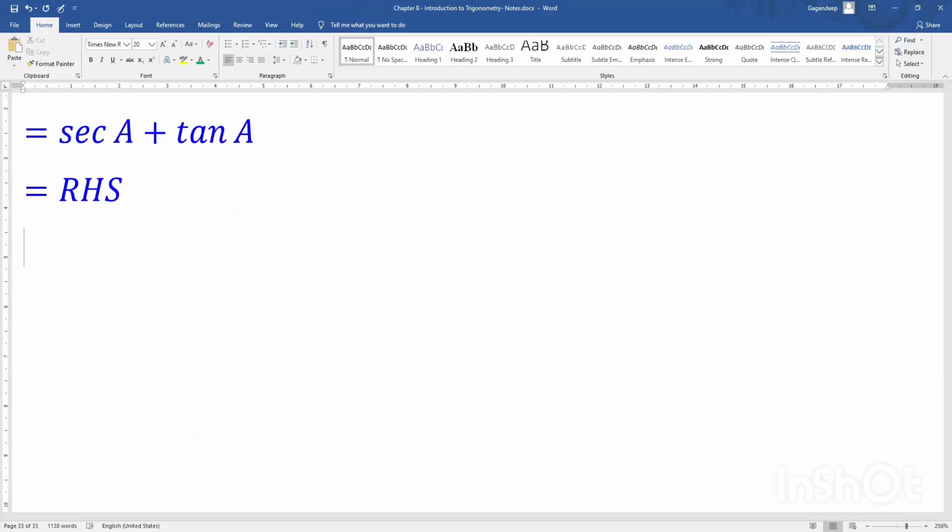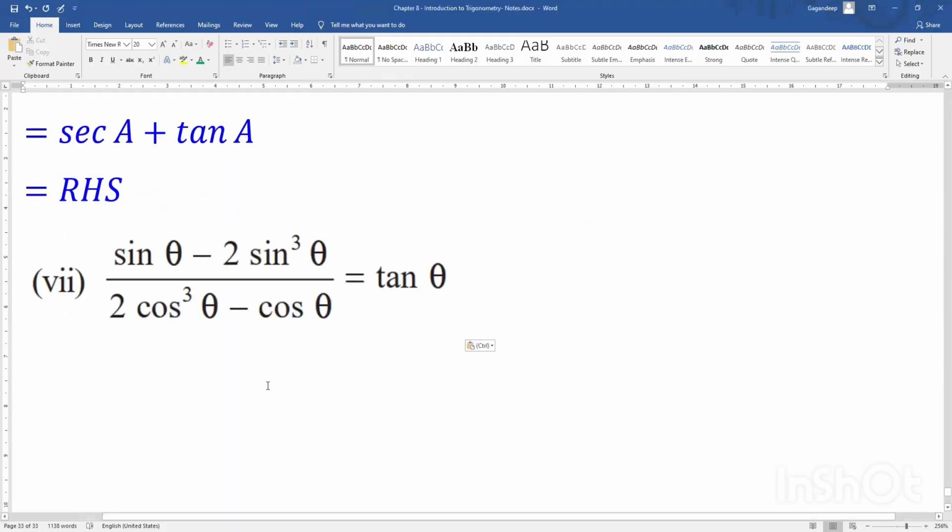Next we have the problem. Let me take the next problem, the seventh problem here: sine theta minus 2 sine cube theta by 2 cos cube theta minus cos theta equals tan theta. So here obviously we take up the LHS part. I'm taking the LHS now.